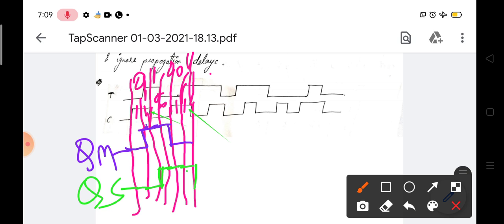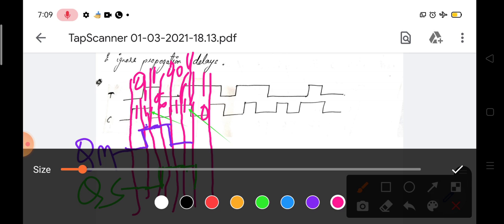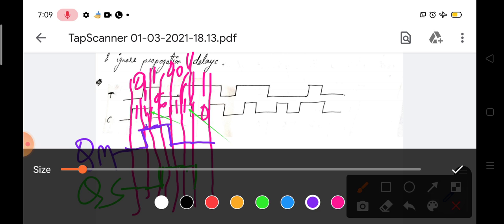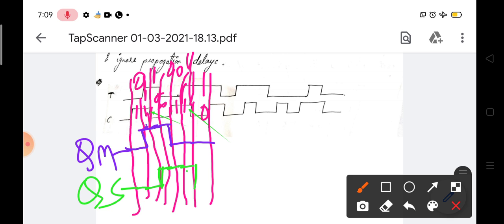Now here, up till here, T is 1, clock is 0. T is 1, clock is 0. It means my present output follows my previous output. So this stays 0, and this again goes to 0. So the last one we will do.